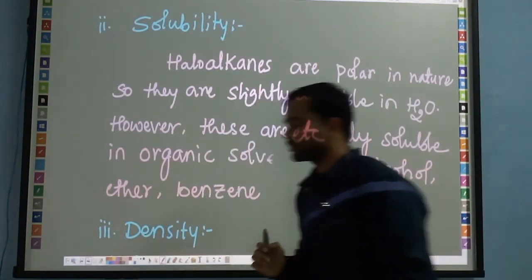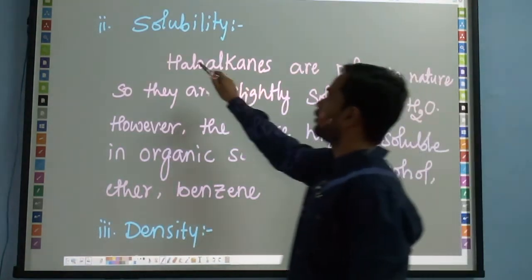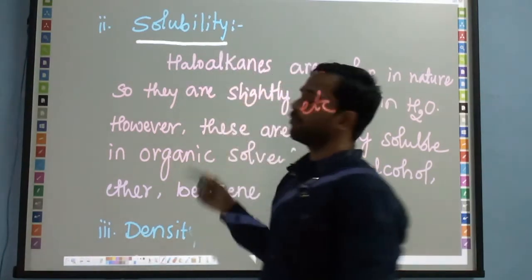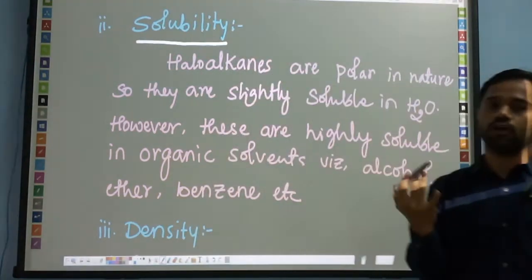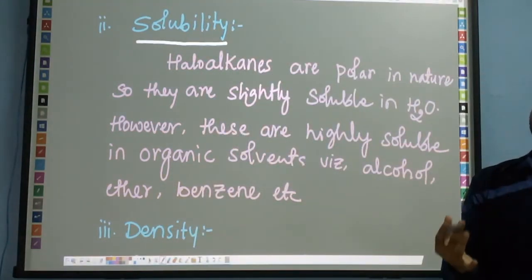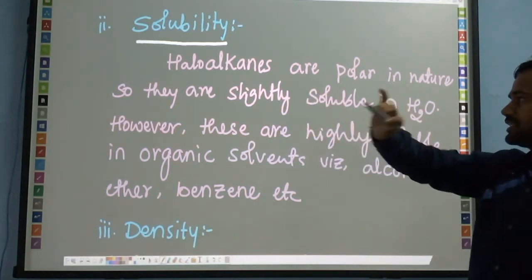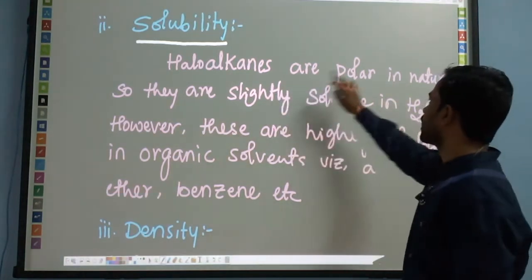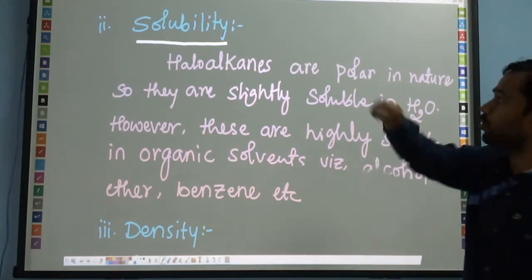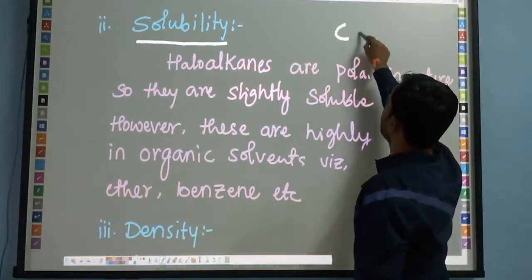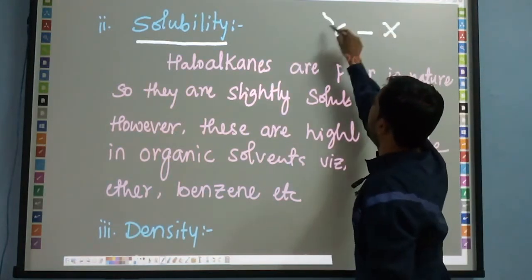Next, let's see the solubility. What do you mean by solubility? It is the amount of solute that a solvent is going to dissolve. That's solubility. Haloalkanes are polar. Definitely, they are polar in nature. How are they polar? Let's see by this diagram.